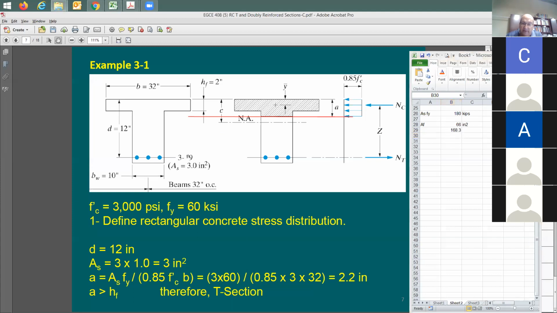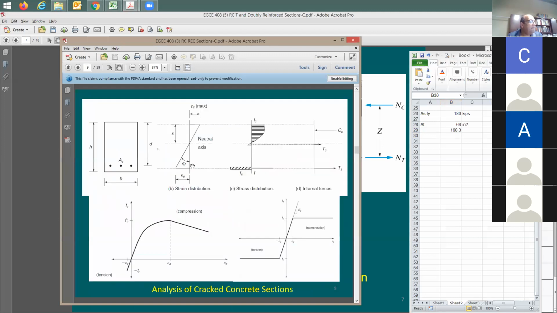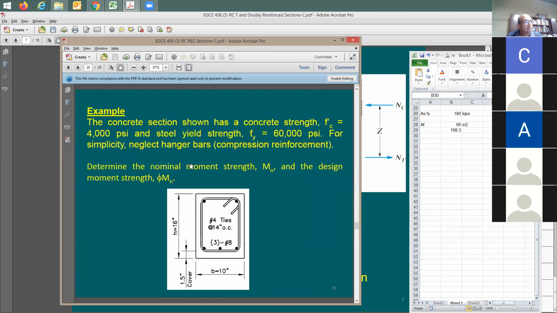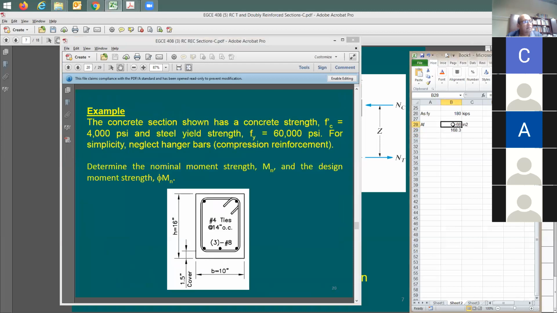I want to hear from you guys. What's going on? What's wrong? I'm going to put up this old slide set. I'm sorry, Professor. You said that the area for the concrete is 66. Is that the shaded portion? Yeah.